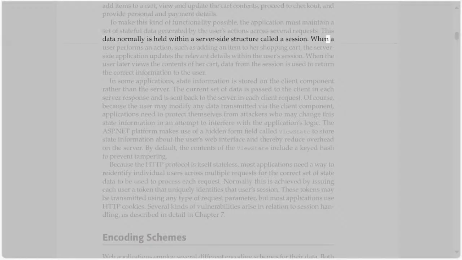When a user performs an action, such as adding an item to her shopping cart, the server-side application updates the relevant details within the user's session. When the user later views the contents of her cart, data from the session is used to return the correct information to the user. In some applications, state information is stored on the client component rather than the server. The current set of data is passed to the client in each server response and is sent back to the server in each client request. Of course, because the user may modify any data transmitted via the client component, applications need to protect themselves from attackers who may change this state information in an attempt to interfere with the application's logic.